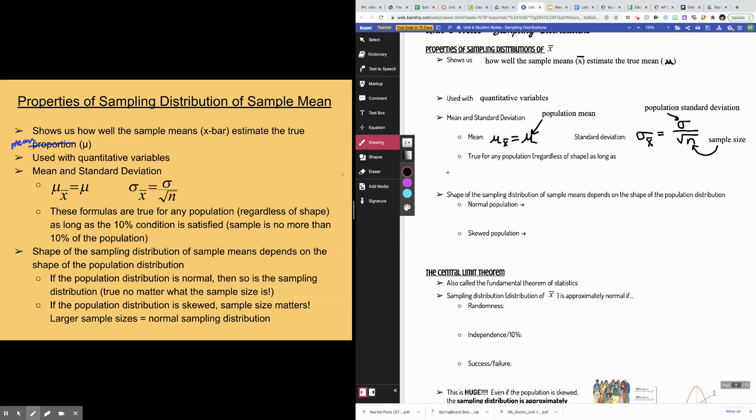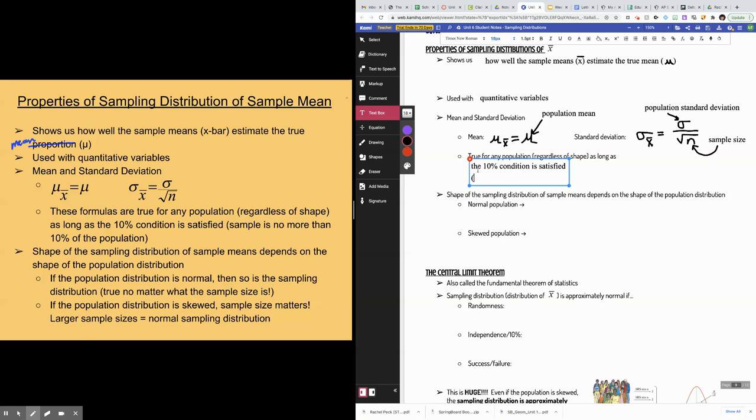Where these formulas come from, and what's important to note about them, is that they are true for any population, regardless of shape. That's a big thing. If you remember, when we dealt with really skewed proportion populations, sometimes if it was skewed too much and the sample size was too small, then we couldn't continue with the problem, because one of the conditions wasn't met. These formulas for mean and standard deviation are true for any population, regardless of whether it is normal or not, as long as the 10% condition is satisfied.